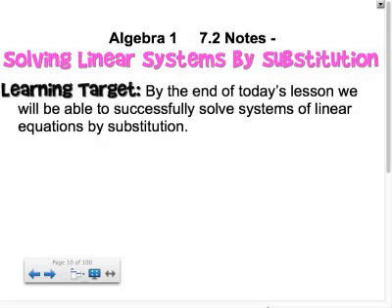Section 2, we're going to continue the process of solving linear systems, but in Section 2, we're going to focus on solving using substitution. At the end of the day, we're going to have a few different methods for solving linear systems. So far, we have graphing. Now we're going to look at substituting.